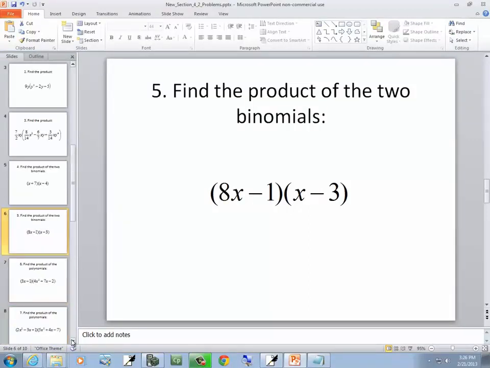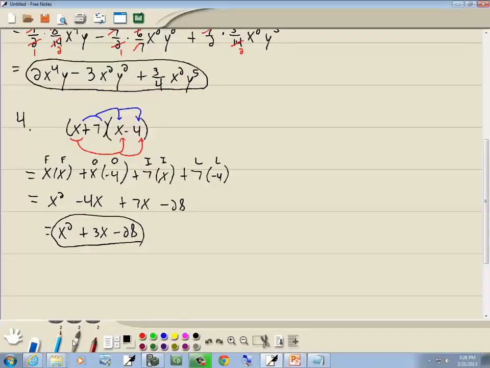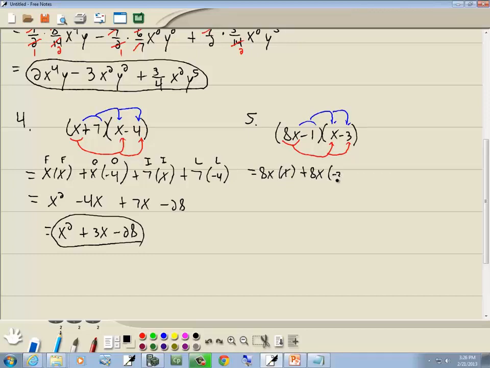Now let's take a look at this one. We've got 8x minus 1 times x minus 3. It's a binomial times a binomial again. We're going to take the first term here, the 8x, and multiply it times every term over here. Then we'll take our second term, the negative 1, and multiply it times each term over here. Now we've got 8x times x, and 8x times negative 3. We also have negative 1 times x, and negative 1 times negative 3.